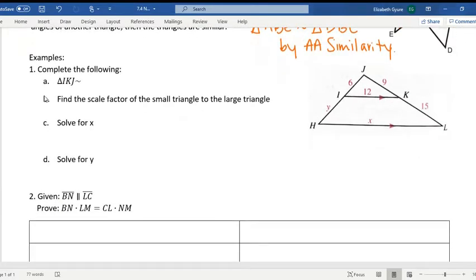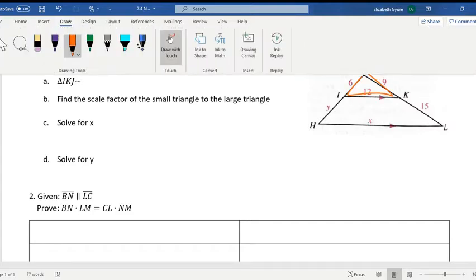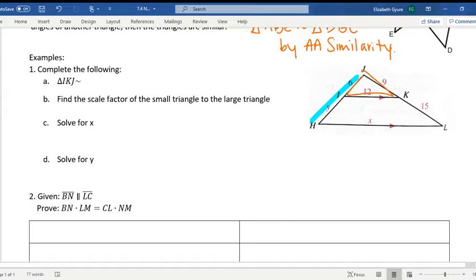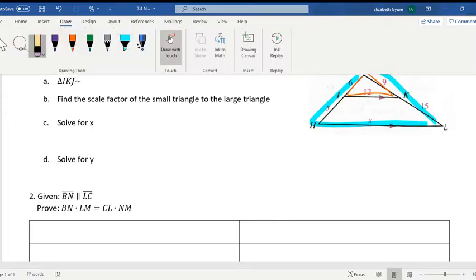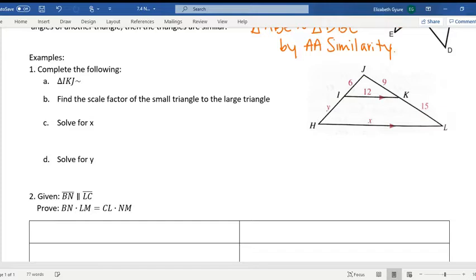So example 1 says complete the following. In this diagram here, we have two triangles. One is actually lying inside the other. We have this smaller triangle here, and then that is lying inside of this larger triangle here. So that's actually a diagram you see quite a bit, so I wanted to make sure we took a look at it in our notes first.